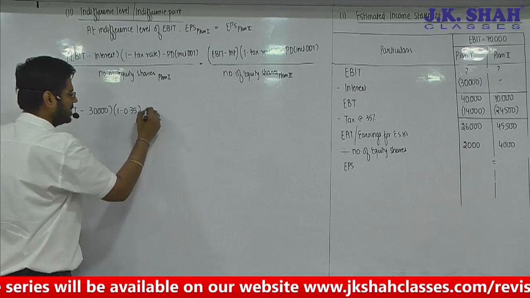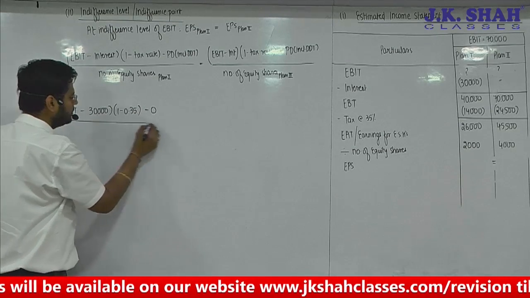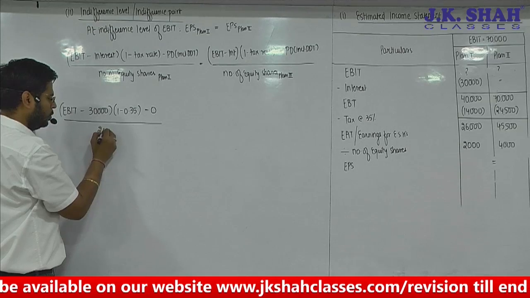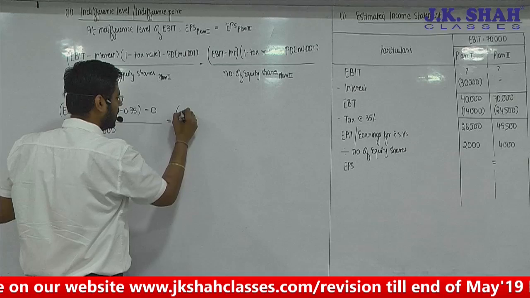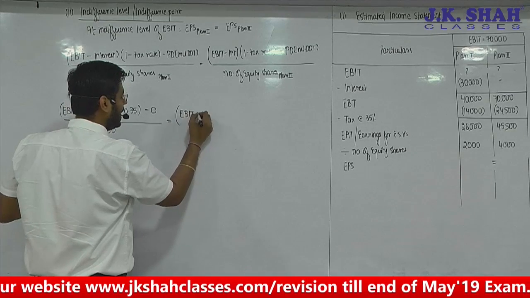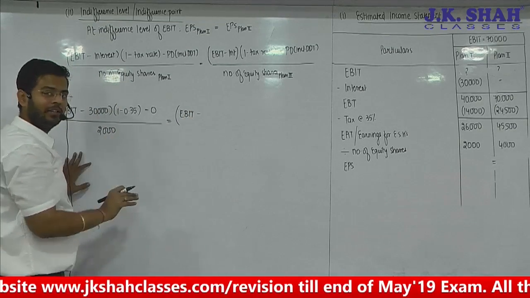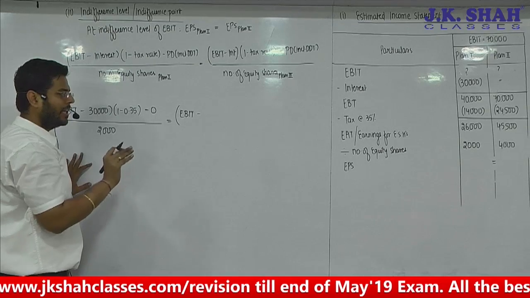Fortunately, there was no preference dividend, so we can ignore this. In the first plan, we had 2,000 equity shares. This should be equal to, again, EBIT. Plan 2 has no debt, and if there is no debt, then there will be no interest.